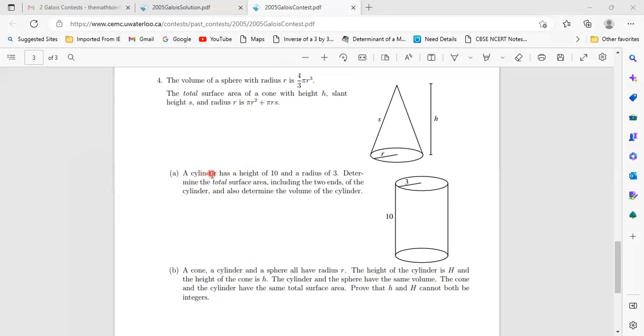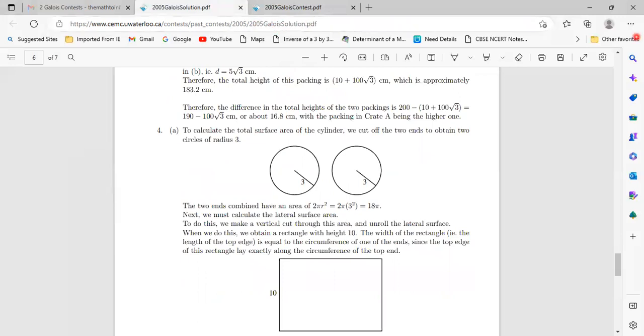Subdivision A. A cylinder has a height of 10 and radius of 3. Determine the total surface area including the two ends of the cylinder and also determine the volume of the cylinder. I hope you have learned a chapter called mensuration in your early classes. Yes.